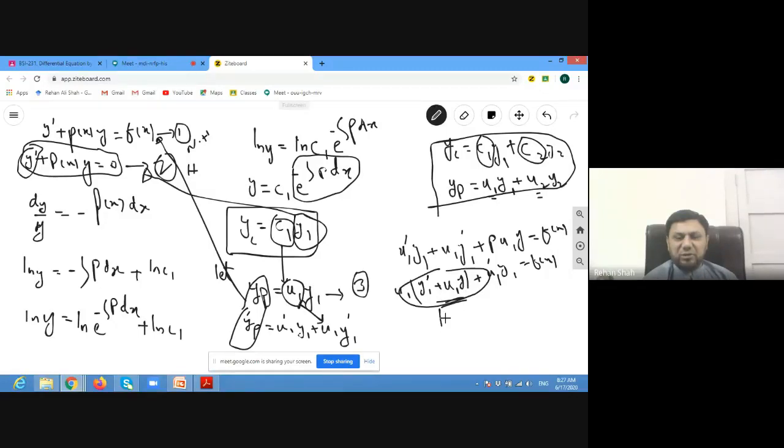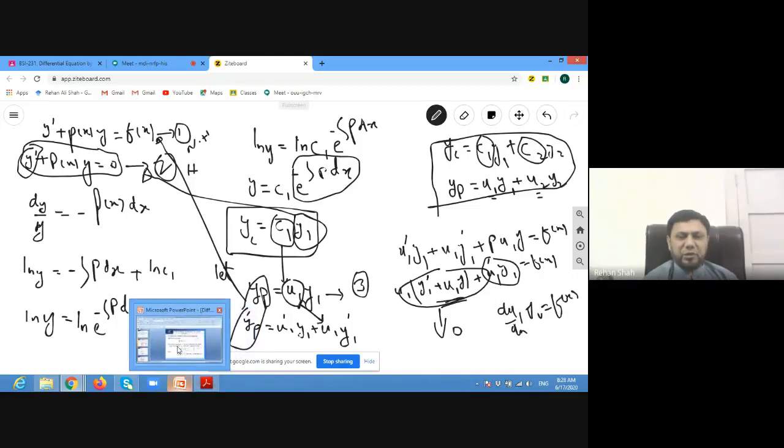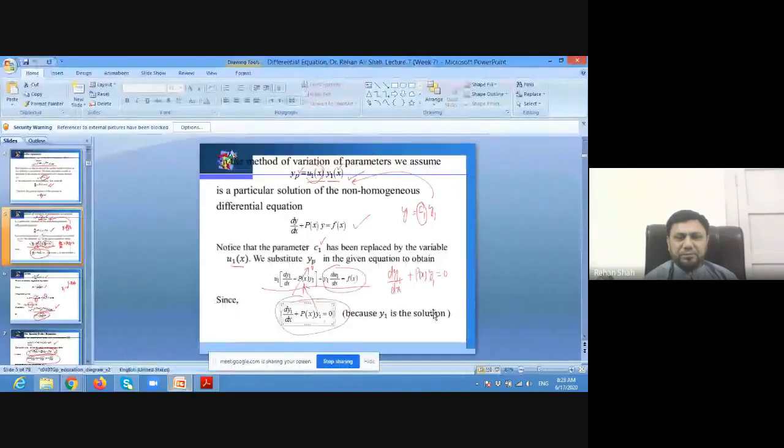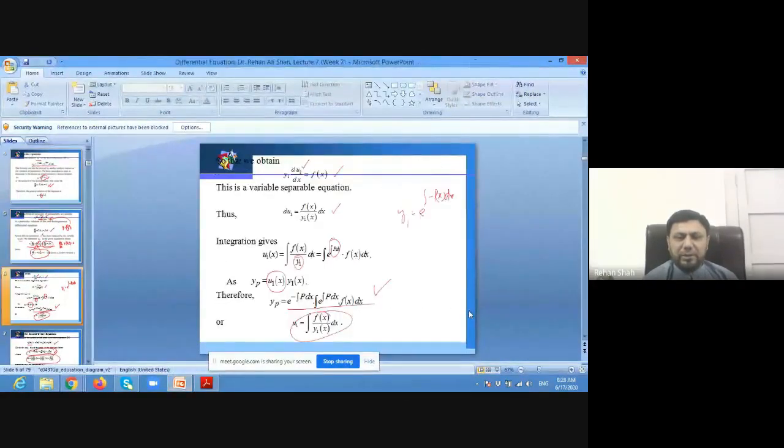This coefficient is 0 because of y1, so this will become 0. So you only obtain this term: du1 by dx into y1, and this is equal to f of x. So you will get this equation. This is simple. And after this, if you integrate it, you will get du1 by dx times y1 equal to f of x.